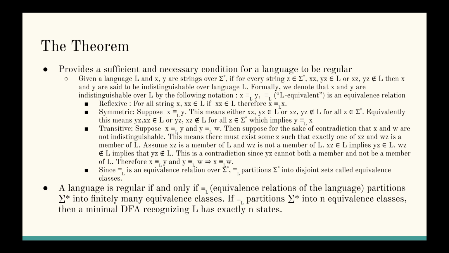So a language is regular if and only if the equivalence relation of the language partitions sigma star into finitely many equivalence classes. If the equivalence relation partitions sigma star into n equivalence classes, then a minimal DFA recognizing L has exactly n states.